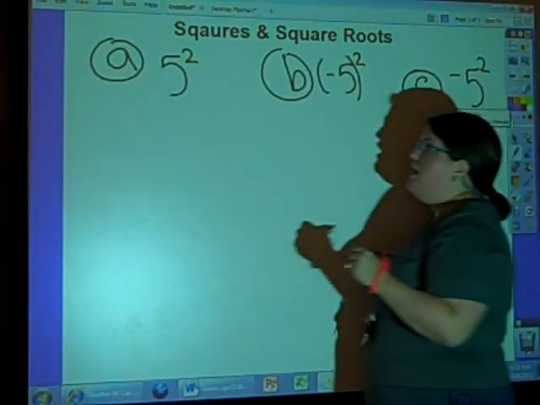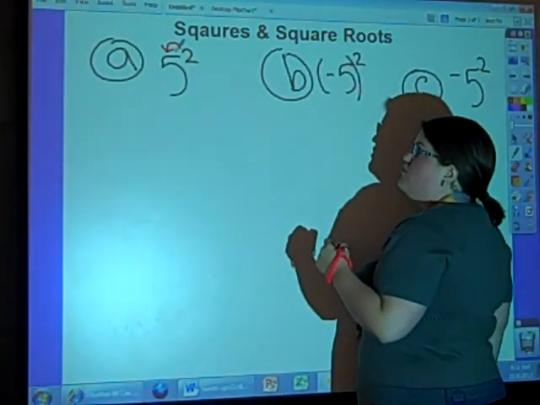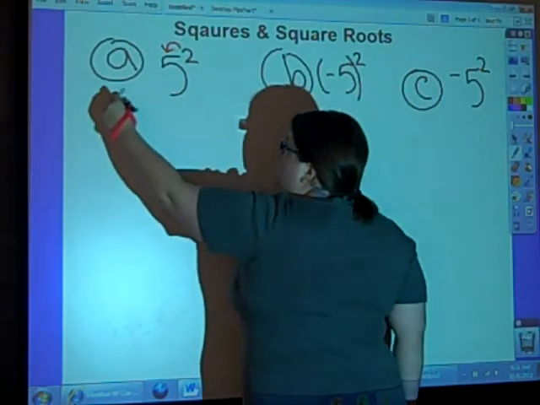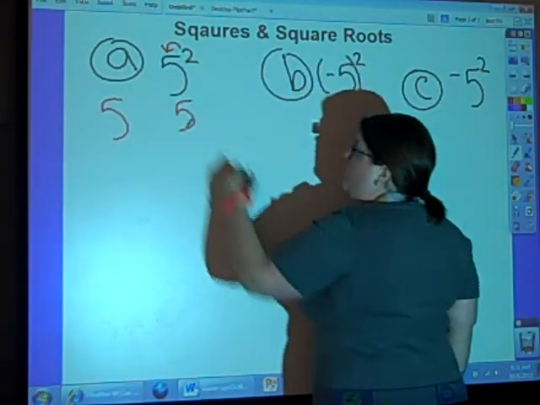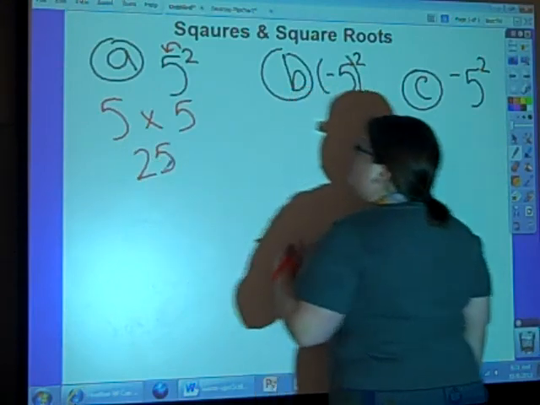Okay, so for A, you should have looked at our power, or exponent. Directly next to it is the number 5. So we would have seen 5 written out twice. They're being multiplied. So you would get 25.